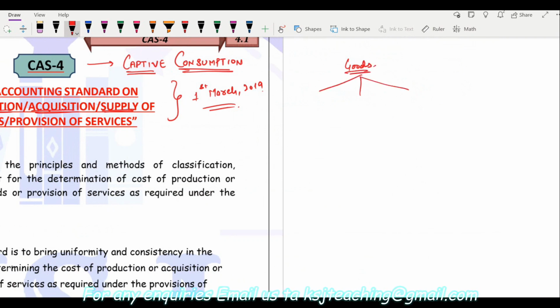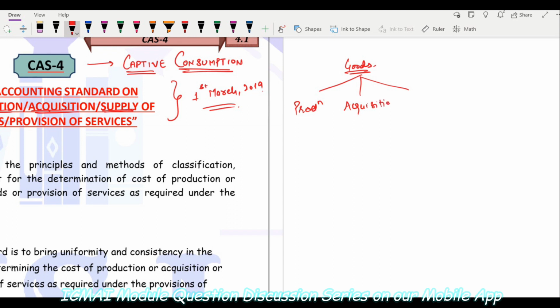Right? So if we talk about goods, there are three things that they are talking about. One, that if you are a manufacturer, then what is the production cost? Then what is the acquisition cost? Now here the goods not only mean the finished goods, it means the raw material also, it means the WIP also, it means the finished goods also, right? So acquisition also, and then the supply of finished goods.